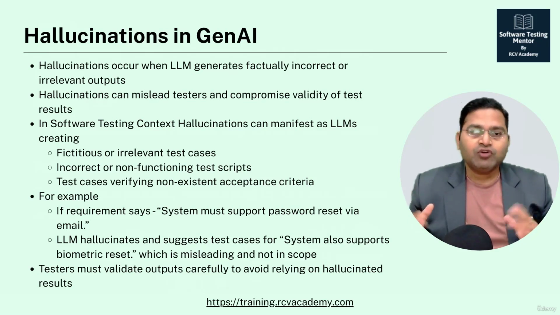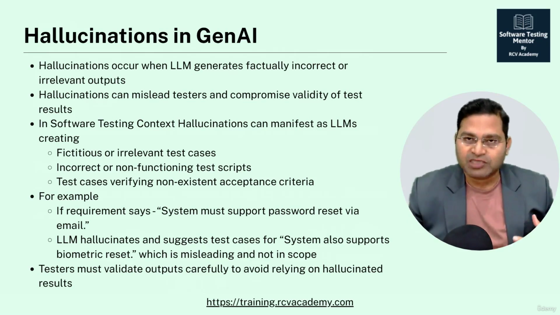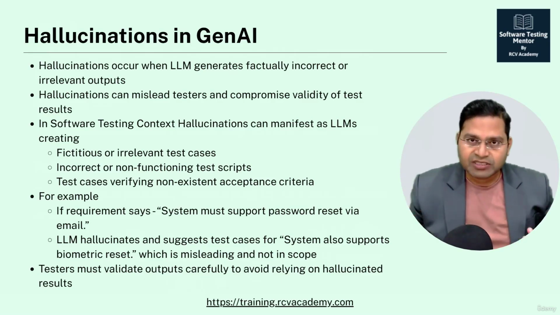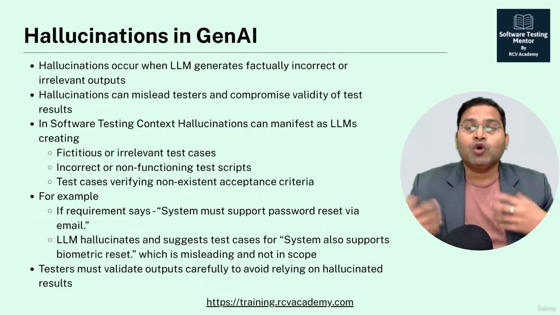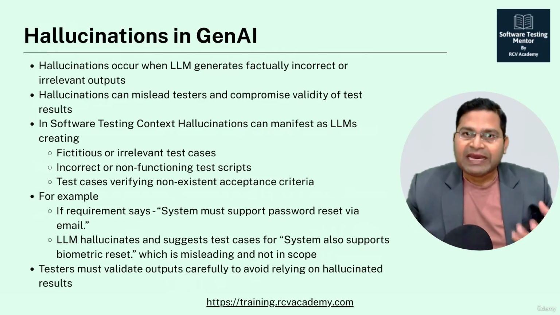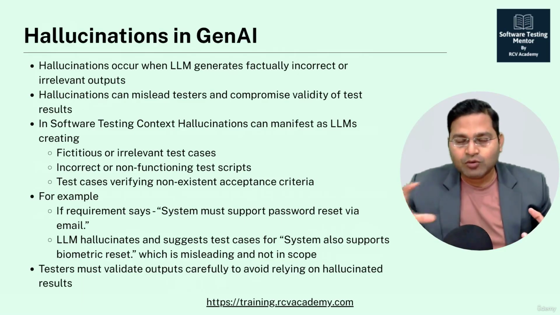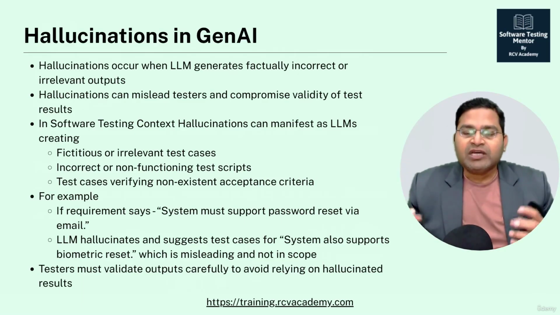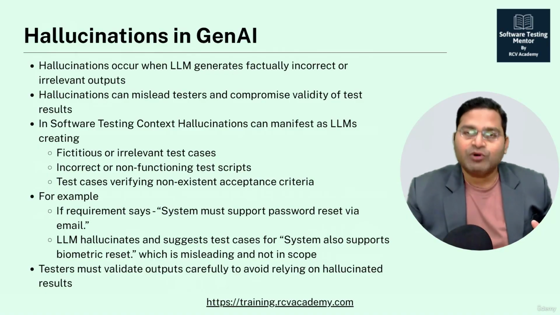So for example, if the requirement says the system must support password reset via email, the LLM might hallucinate and suggest test cases for the system also supporting biometric reset. So for anything related to password reset, whatever the model has been trained upon, it might go ahead and try to create answers which are in an even broader context or out of context altogether. For example, I haven't provided any detail around the biometric reset, but the LLM might hallucinate and provide details around that as well, whatever I haven't even asked for, which is misleading and not in scope. Biometric is not in scope and I haven't provided it.